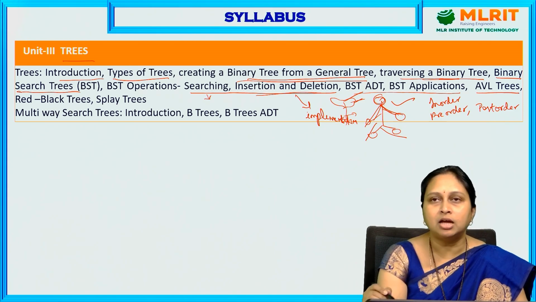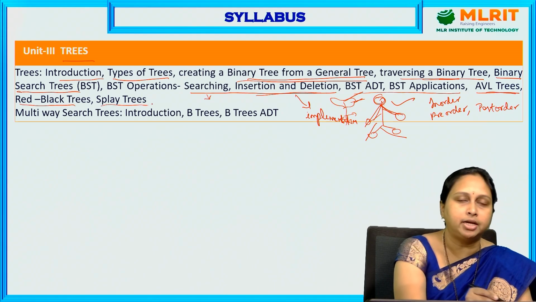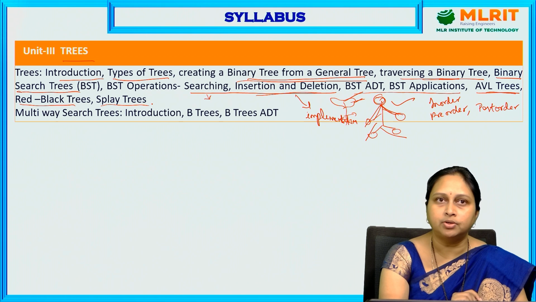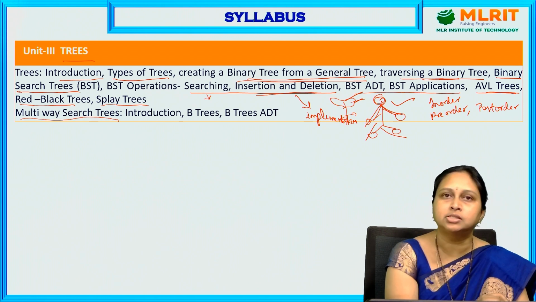And we will be seeing the advanced trees called AVL trees, and we have the red-black trees and splay trees. These concepts we are going to cover, and with that we are going to have another concept called multi-way search trees.